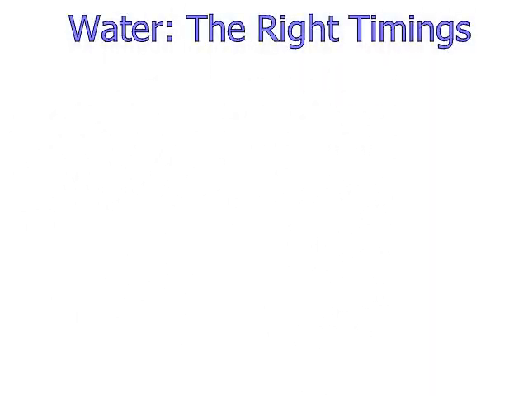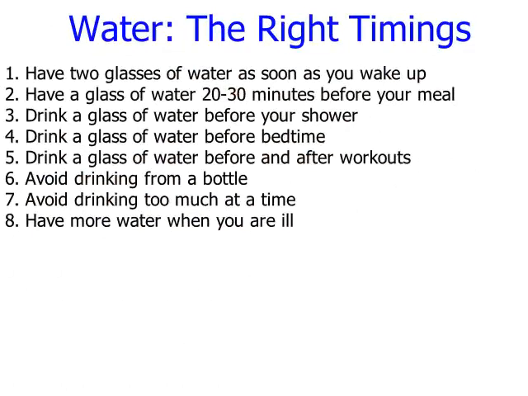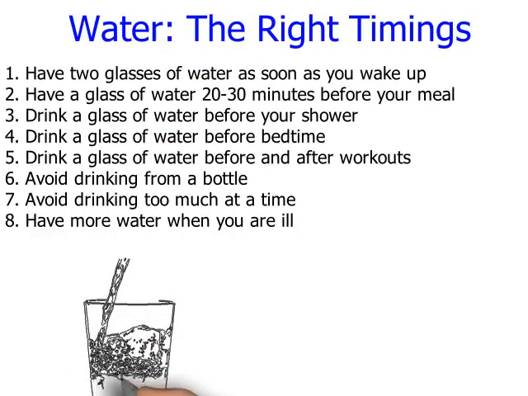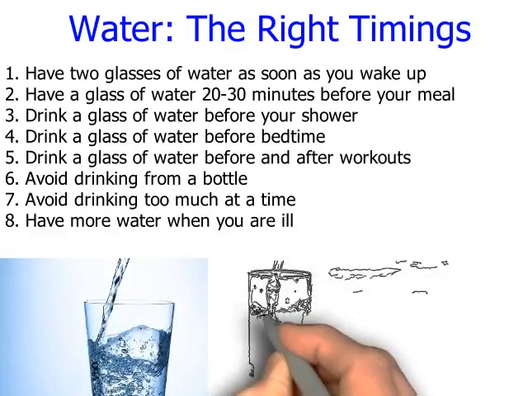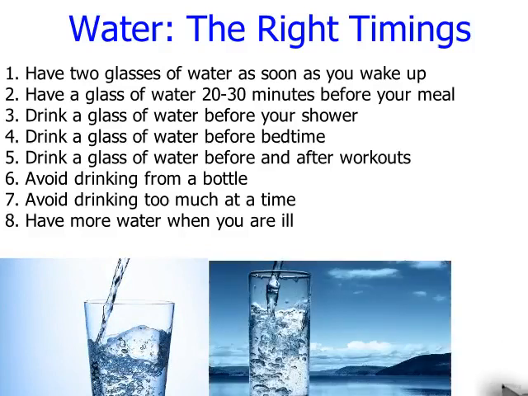Water, the right timings. 1. Have 2 glasses of water as soon as you wake up. 2. Have a glass of water 20 to 30 minutes before meal. 3. Drink a glass of water before shower. 4. Drink a glass of water before bedtime. 5. Drink a glass of water before and after workout. 6. Avoid drinking from a bottle. 7. Avoid drinking too much at a time. 8. Have more water when you are ill. These are the water, the right timings.